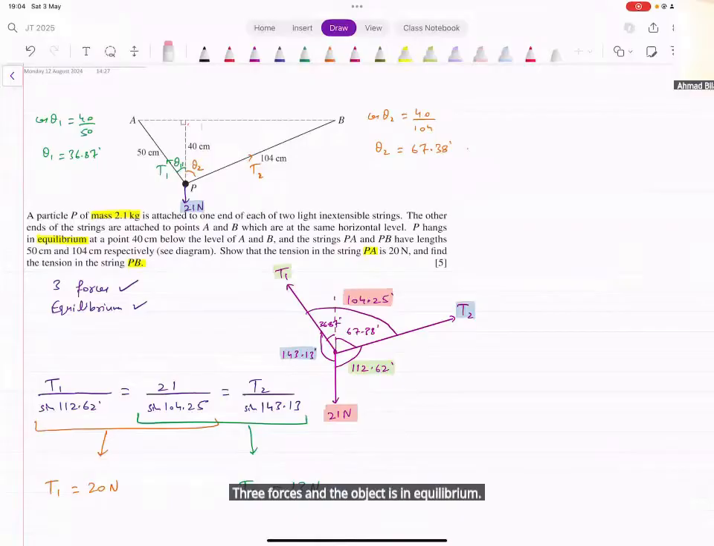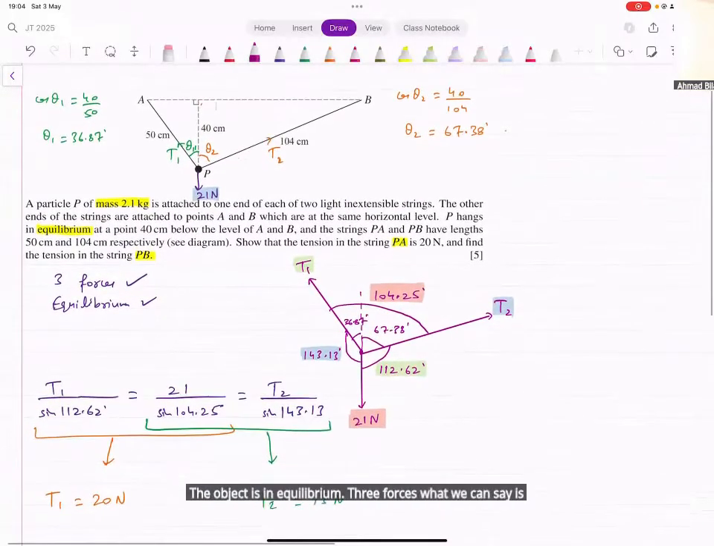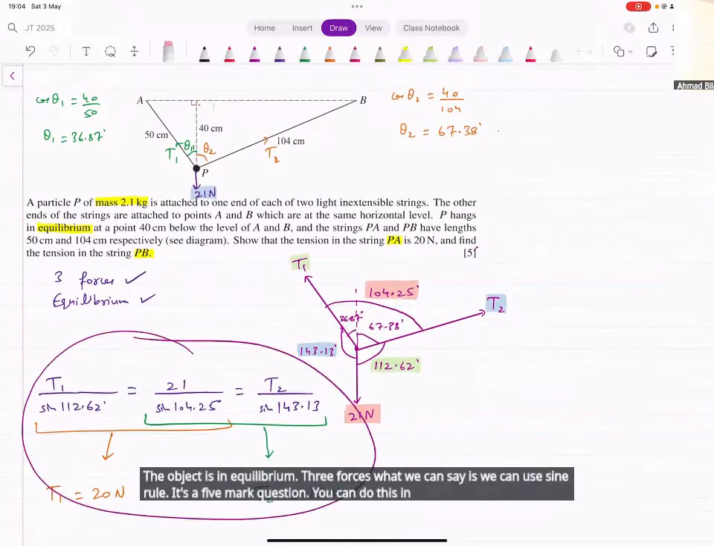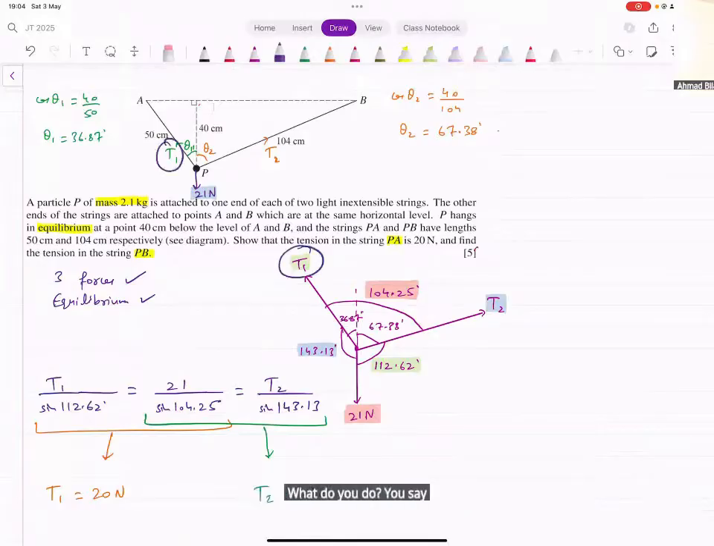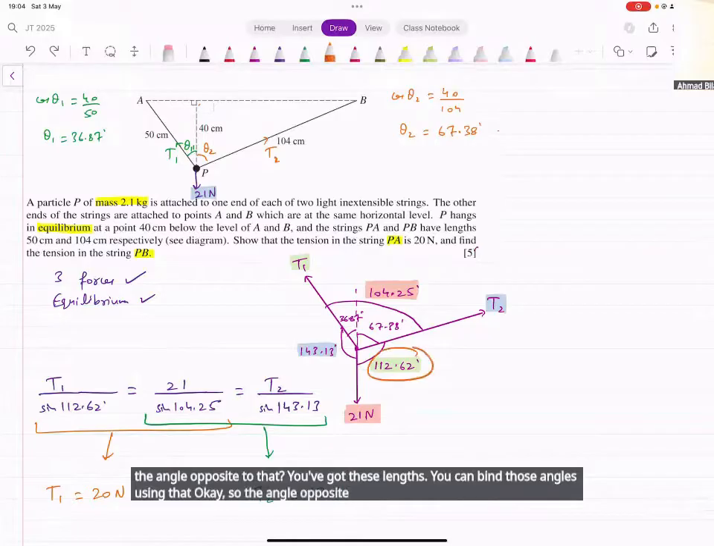The object is in equilibrium. Three forces. What we can say is, we can use the sine rule. It's a 5-mark question. You can do this in 2 steps like this. You say this force T1 that's acting in this direction, what's the angle opposite to that? You've got these lengths, so you can find those angles using that. Okay, so the angle opposite this turns out to be 112.62.